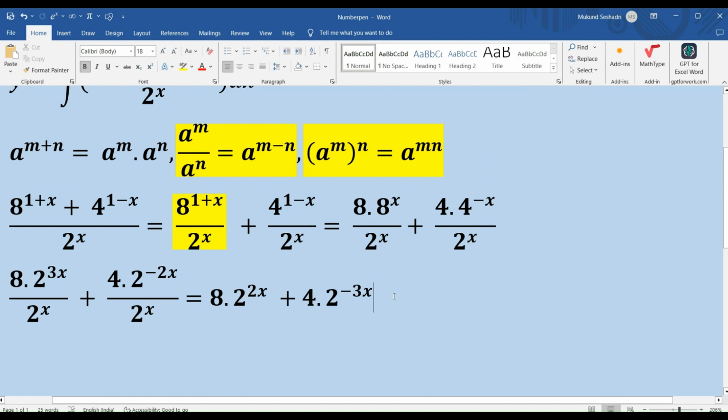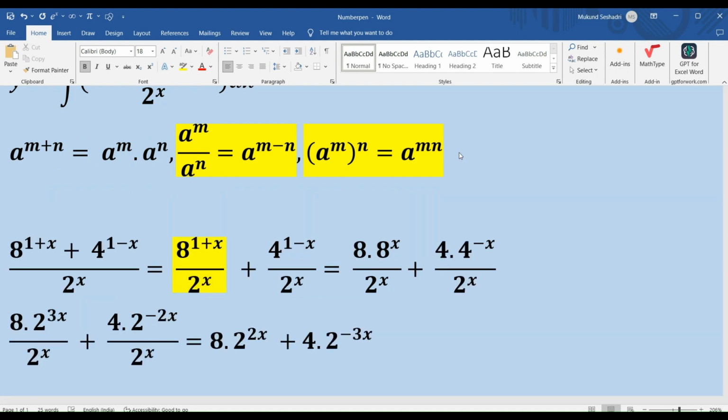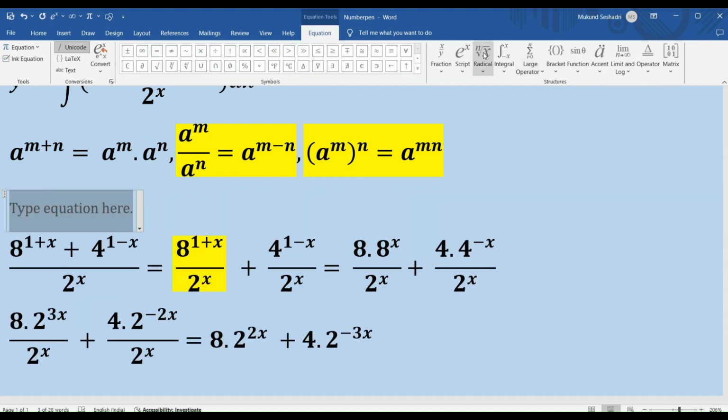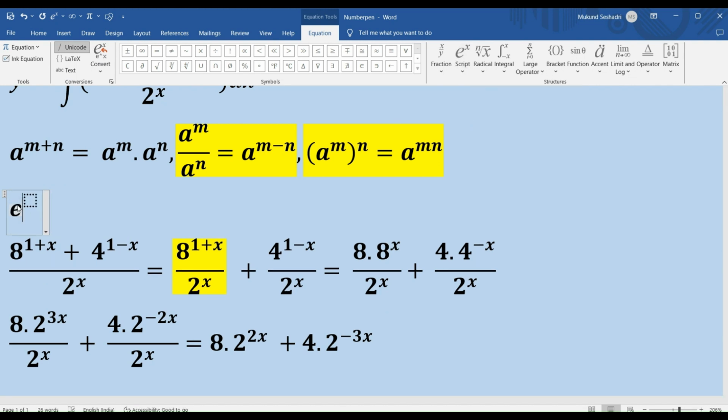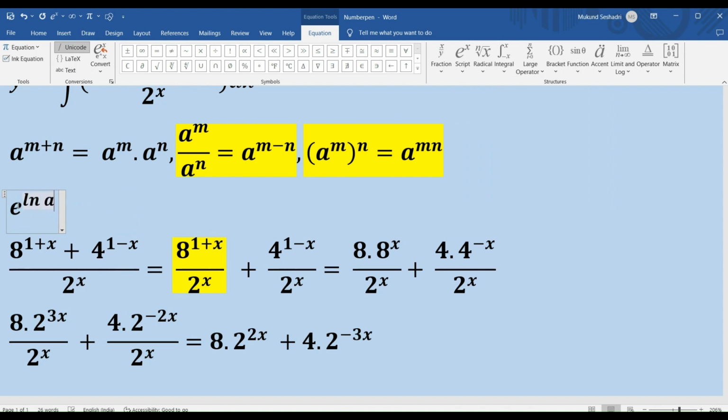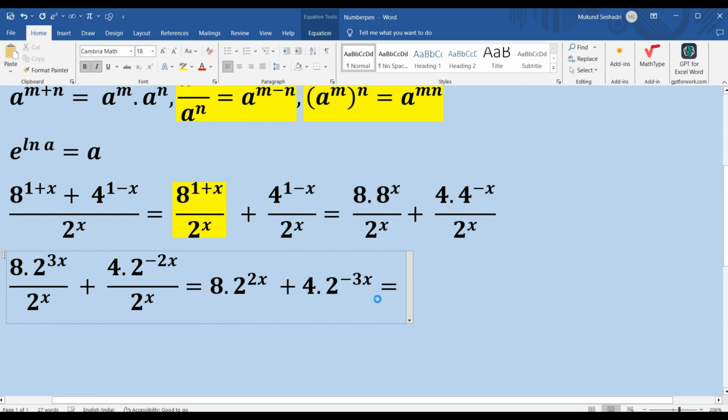And I'm going to do one more step before I actually go back to my y, and you will understand why I am actually doing this. I want you to remember one more useful identity. Either you remember the integral of a to the power x, or you remember this particular identity whenever it comes to solving problems: e to the power ln a equals a, right? Which means I can rewrite my expression like this. What is my 2? It is nothing but e to the power ln 2, okay?